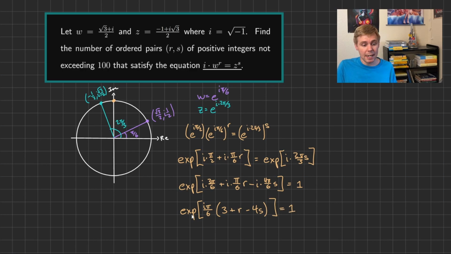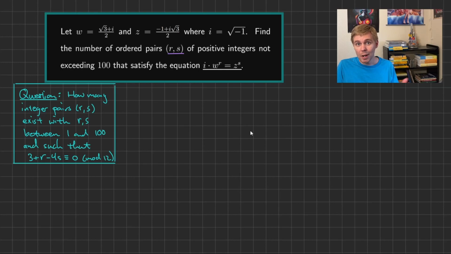Now this is actually really nice because I know that this expression here is going to be equal to 1 whenever this piece in here is a multiple of 2 pi i, so some 2 pi i times n. And since I have this 6 in the denominator here, this whole thing will be a multiple of 2 pi i if this piece in here is a multiple of 12. So I want this to be some 12 times k, say. So I know that in order for r, s to be a solution to this equation, I'm going to need this 3 plus r minus 4s to be a multiple of 12. Okay, so we've reformulated our question to something that I think is a little bit easier to answer.